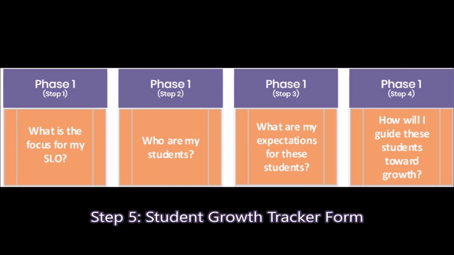This is going to be a 5-step process. Step 1 is what is the focus for my SLO. Step 2 is who are my students. Step 3 is what are my expectations for these students. Step 4 is how will I guide these students toward growth. And step 5 is a student growth tracker form.